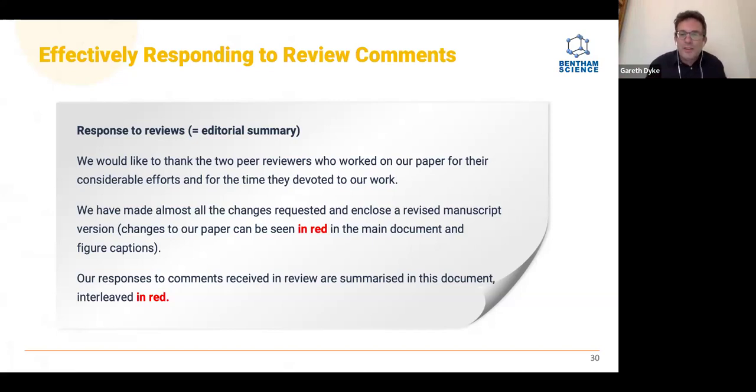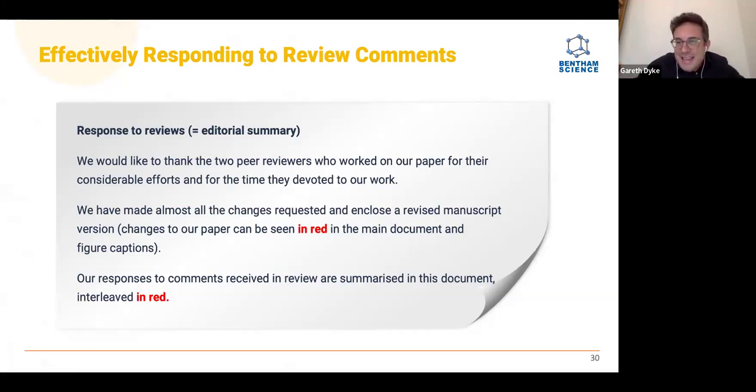We would like to thank the 2 peer reviewers who worked on our paper for their considerable efforts and for the time they devoted to our work. We've made almost all the changes requested and enclosed a revised manuscript version. Changes to our paper can be seen in red in the main document. Our responses to comments received in review are summarized in this document, interleaved in red.